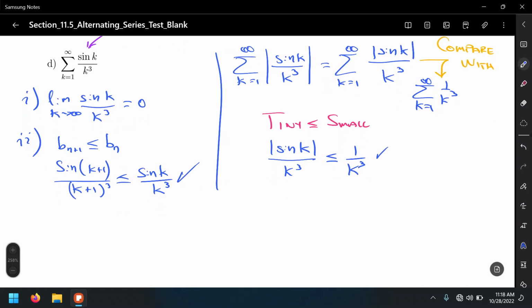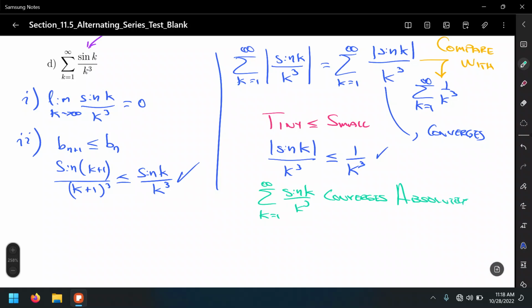This means this series right here converges. And backtracking to the original series, this means sigma k equals 1 to infinity of sine k over k cubed converges absolutely. All right? Converges absolutely. All right.